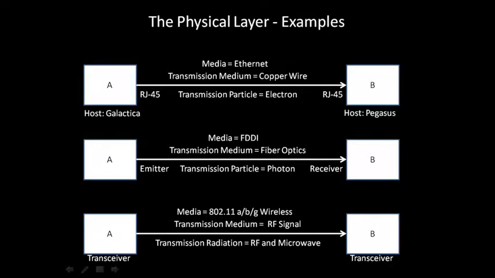Finally, in our last example, we're using wireless, or 802.11 or Wi-Fi. The media is 802.11 a, b, g, or n wireless. The transmission medium is an RF signal, and in this case, it's not a particle, but it's radiation, RF and microwave. And in the example, host A has a transceiver, and it's simply modulating and sending RF energy out that's being received by host B.